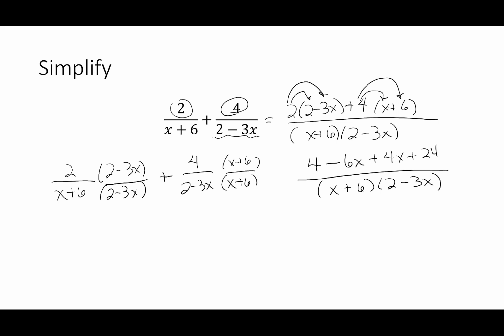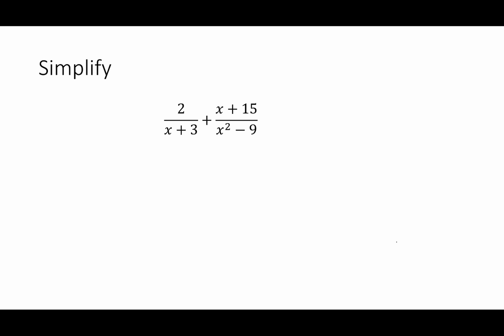Let's combine like terms. I have negative 6x, positive 4x, that gives me negative 2x. I have a positive 4 plus 24, so that's plus 28, over x plus 6 times 2 minus 3x. So completely fine to leave this in factored form. I wouldn't multiply the x plus 6 times 2 minus 3x. Let's do a little more addition.